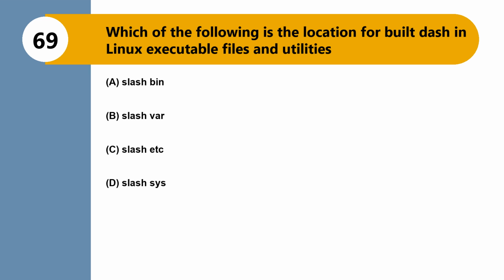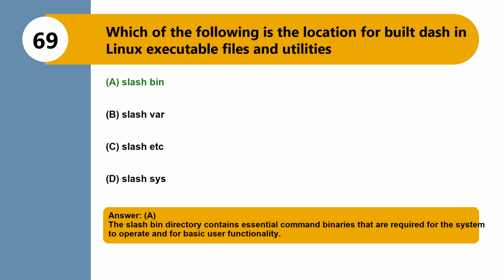Question 69. Which of the following is the location for built-in Linux executable files and utilities? Option A /bin, option B /var, option C /etc, option D /sys. The correct answer is option A /bin. The /bin directory contains essential command binaries that are required for the system to operate and for basic user functionality.